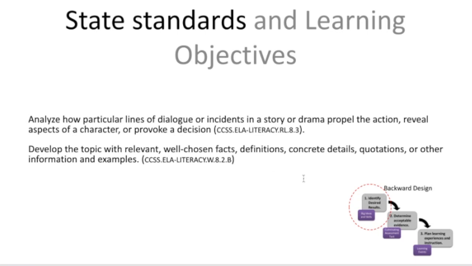Now, what we typically do is we start with our content standards. So here we have two content standards: analyze how particular lines of a dialogue or incidents in a story or a drama propel the action, reveal aspects of character, etc., etc. And then develop the topic. This is in writing here. So here's a reading standard in literature, RL, and here's a writing standard. Develop the topic with relevant, well-chosen facts, definitions, concrete details, etc.